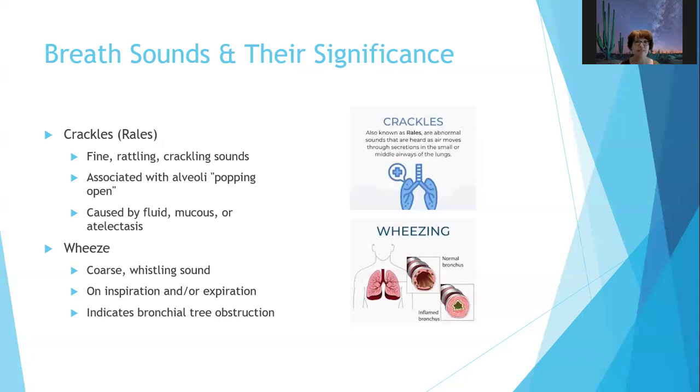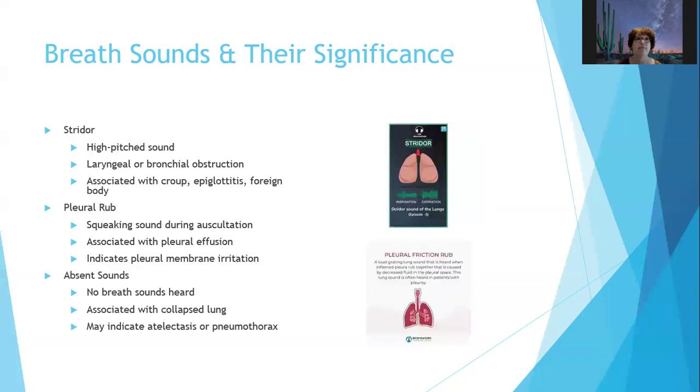Wheezing is a coarse whistling sound on inspiration or expiration, and it usually indicates bronchial tree obstruction. It might be obstruction by inflammation or excess thick, tenacious mucus, like with asthma attacks or cystic fibrosis. You might get that wheezing. Stridor is a high-pitched sound, and if you get a chance, go on YouTube and look up stridor. Look up any of these, and you'll hear, and man, it's crazy.